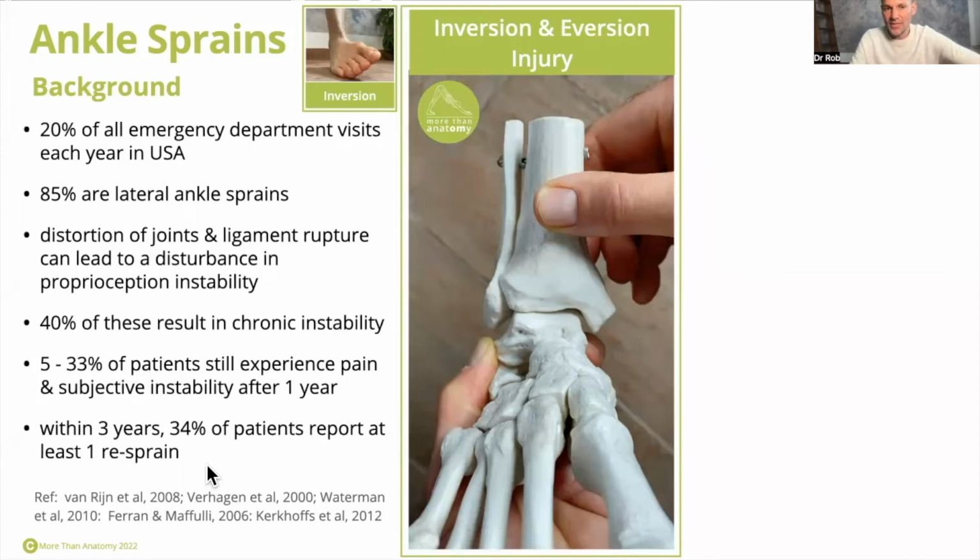Within 3 years, 34% of patients report at least one further sprain. So this is super, super common. An individual injures their ankle, and then sometime later they injure it again. And this can become just a chronic thing that goes on, and they are not able to overcome it.